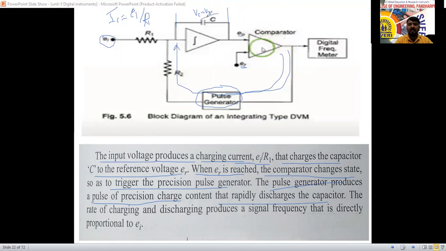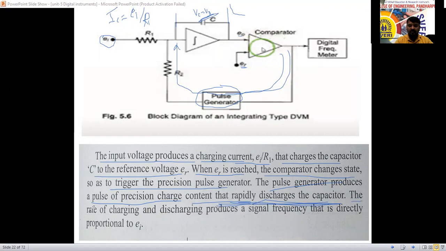Whatever VR has been charged here will start to discharge down to zero. So the pulse of precision charge content rapidly discharges the capacitor. Once the pulse generator is triggered, it starts to discharge the capacitor here.